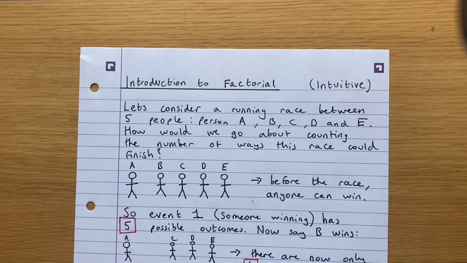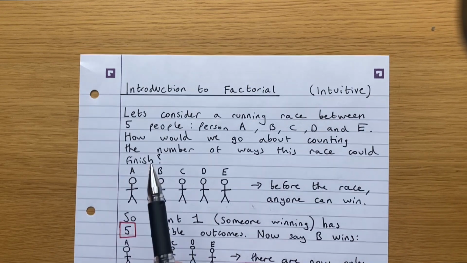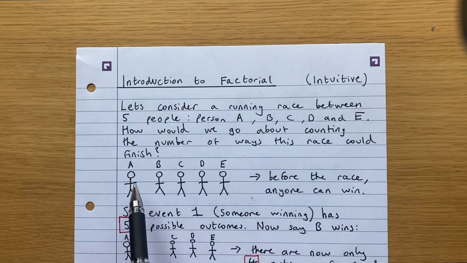This video is going to be an introduction to factorial, and we're going to try and take an intuitive approach. So let's consider a running race between 5 people. Say person A, person B, person C, person D, and person E. Now let's have a think about how we would go about counting the number of ways that this race could finish. Well, before the race, anyone can win. Before someone's won, anyone could win.